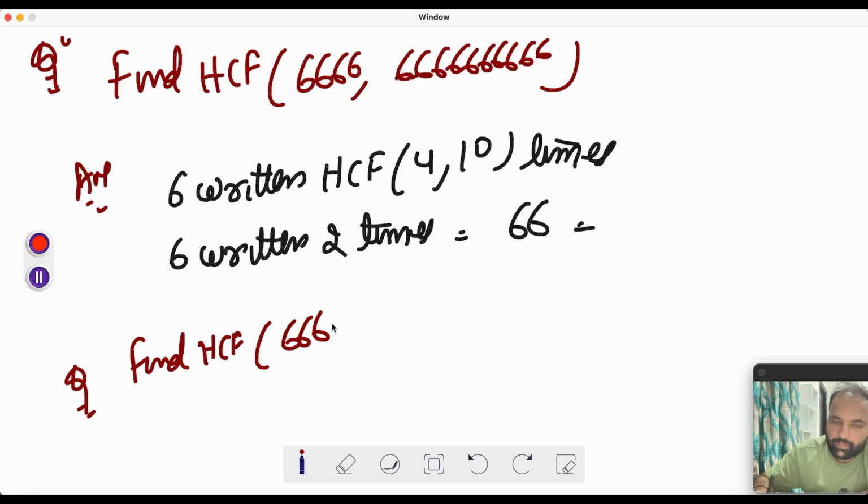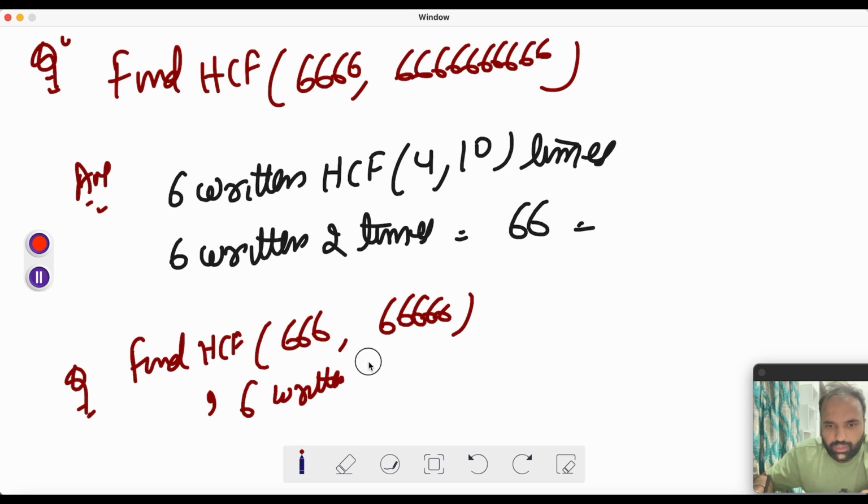Okay, we can make it 3, and we can make it 5. So it would be 6 written 3 times and 5 times, isn't it? Now 3 and 5, we know what is the one thing in common. HCF of 3 and 5 is what? 1, because there is nothing in common. They are co-prime to each other. So it will be 6 written once. So the answer would be this.